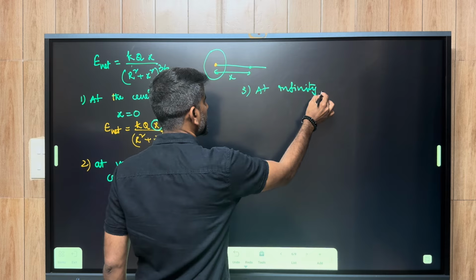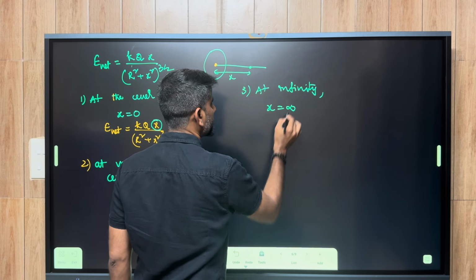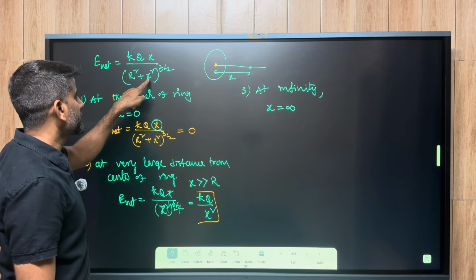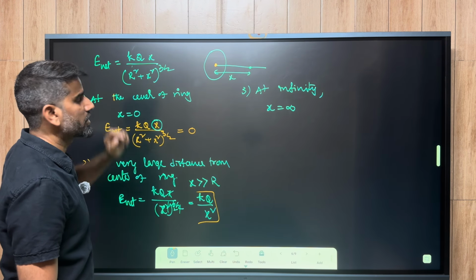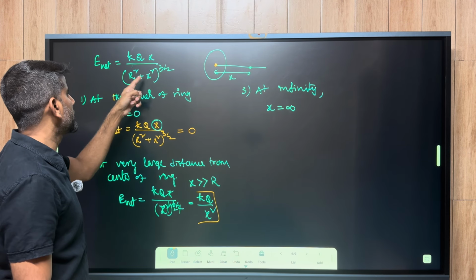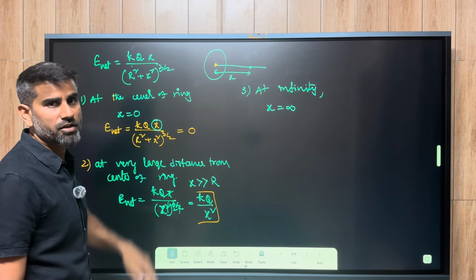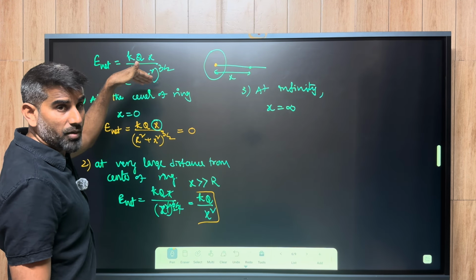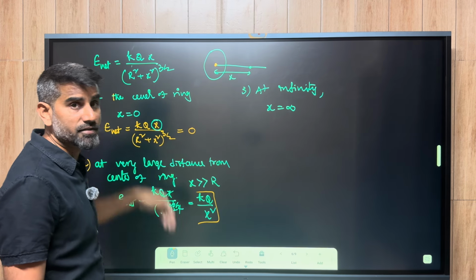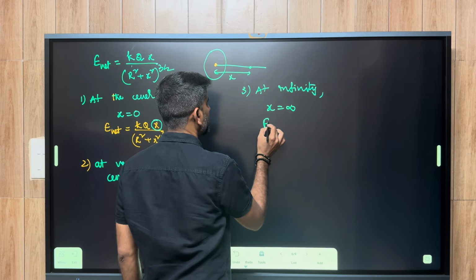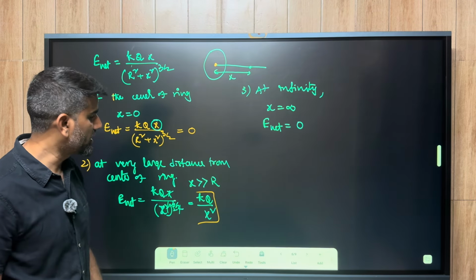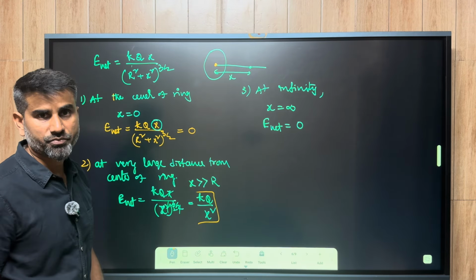At infinity, x would be infinite. If x is equal to infinity, what am I getting? This entire thing will be infinity. Anything in the denominator being infinity means the net electric field at infinity is 0.